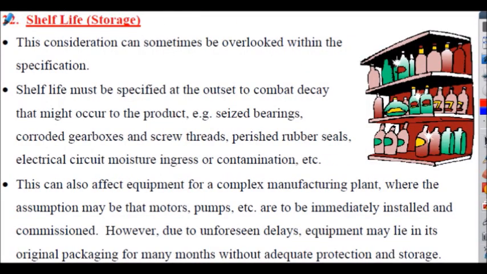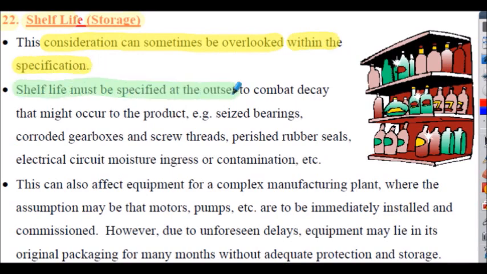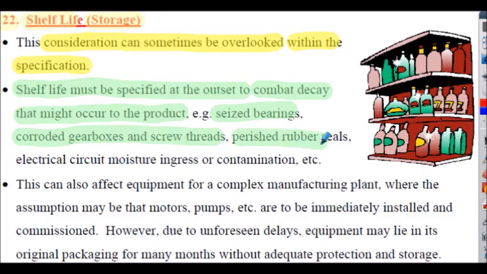Here's requirement 22 relating to shelf life or storage of our product. The shelf life consideration can sometimes be overlooked within the product design specification. Shelf life must be specified at the outset to combat decay that might occur to the product whilst in storage. For example, seized bearings might occur, corroded gearboxes and screw threads, perished rubber seals. Electrical circuits may suffer from moisture ingress or contamination, etc. So we need to clearly stipulate shelf life within the specification.